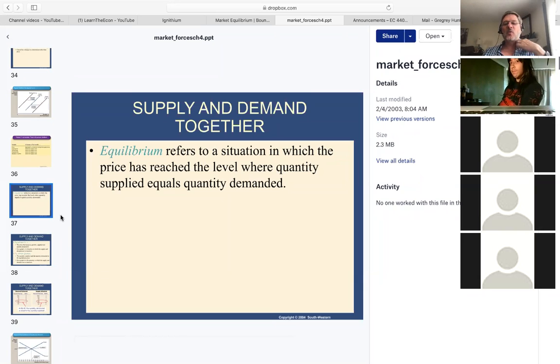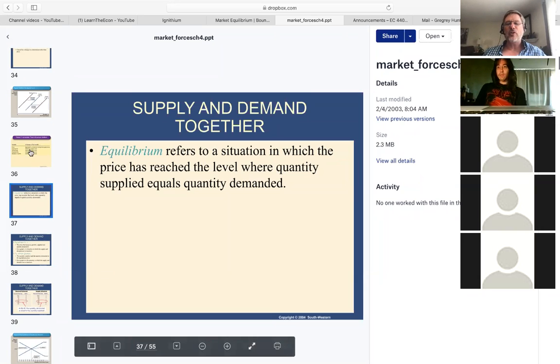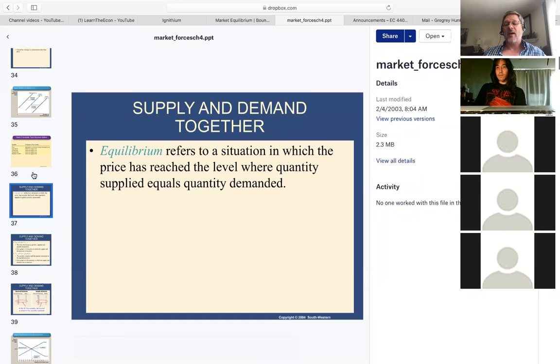So now, we've talked about supply and we've talked about demand. I won't do a detailed recap, but I will tell you guys that the most important things that we've covered so far fall into five main points. The first one is the law of demand.